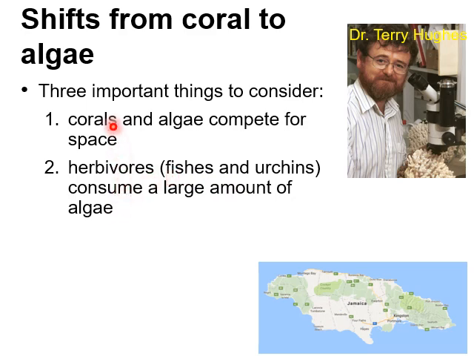and that gives the coral a chance to have some space on the seafloor, because otherwise algae will cover the coral and kick out the coral. So herbivores in this case are kind of like the keystone predator. By controlling the algae, they give the corals a chance to survive. So that's another important thing to consider.